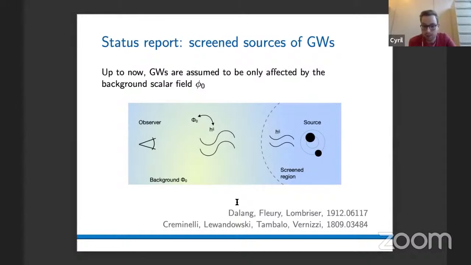In particular, in this work by Charlie and some of my colleagues, they've shown that it is not possible to observe a variation of the background field in this way. The only thing you can really measure is the value of the field at the position of the observer compared to the value of the field at the source. So it's very limited for testing scalar-tensor theories in this way.